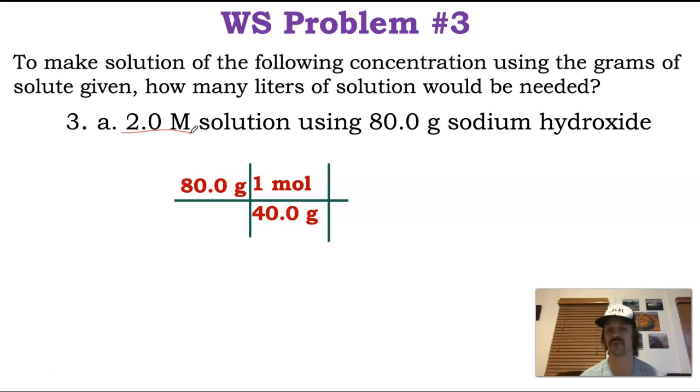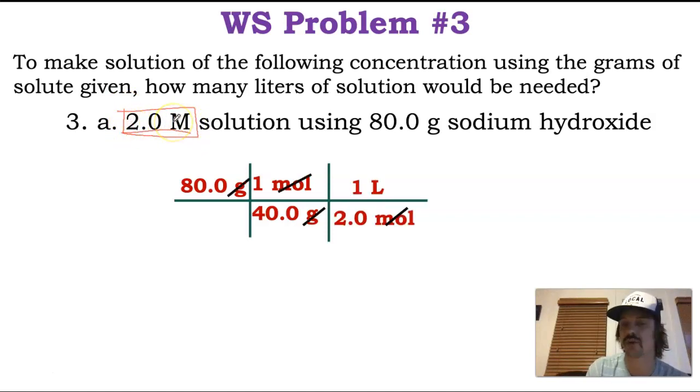Next, I want to go to liters. I can use this moles per liter to get to liters, remembering the mole part is going to go on bottom. So the 2 moles per liter, the 2 goes on bottom because this means 2 moles per liter. So now I've successfully converted from grams to moles, moles to liters, and what I am left with is the unit that I want to go to, liters.